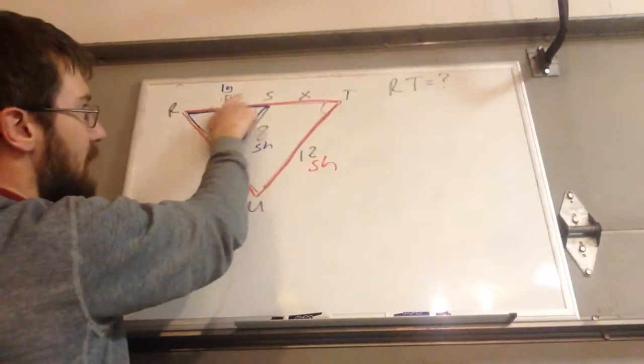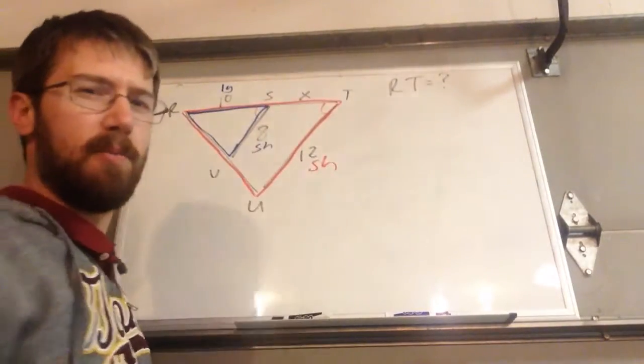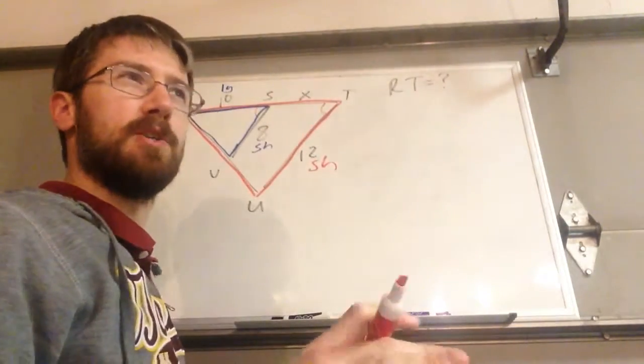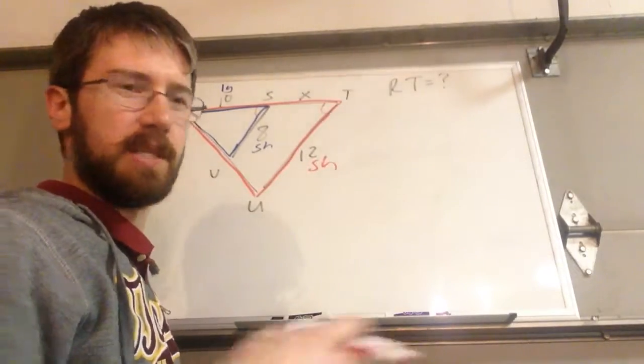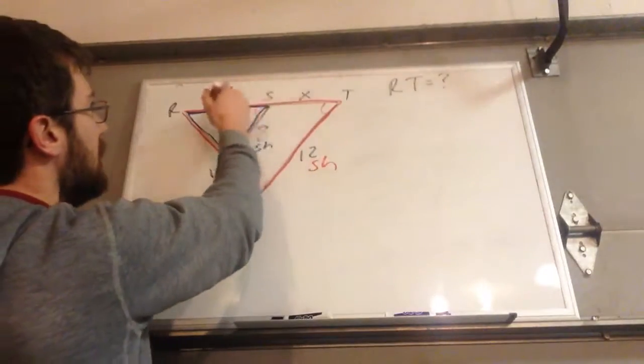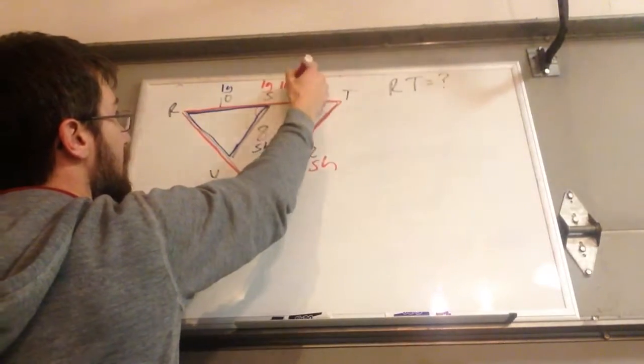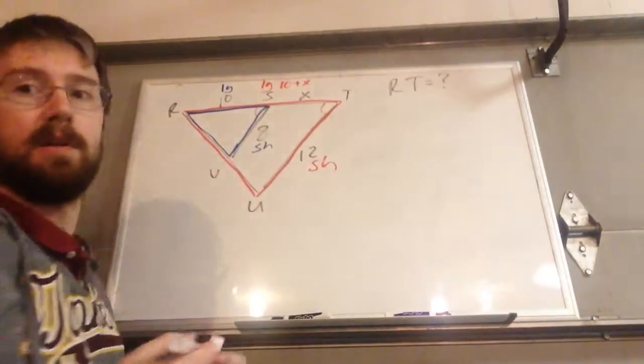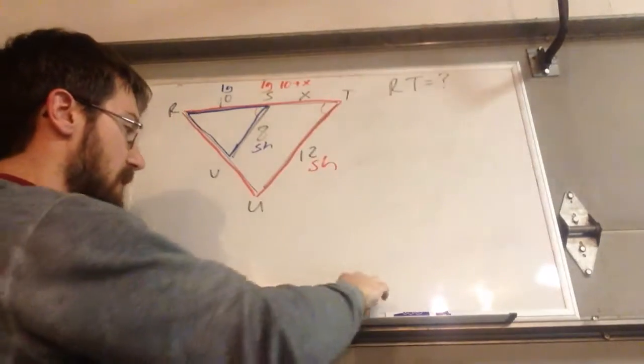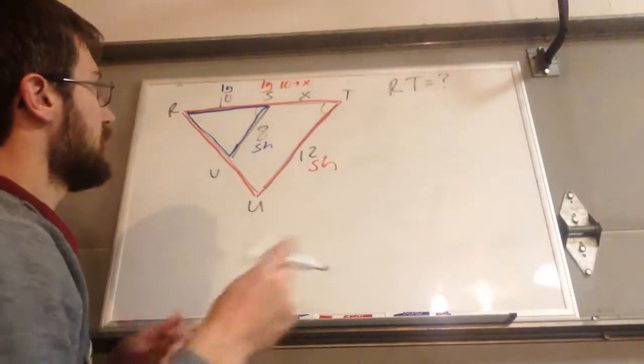It's actually 10 plus x, so this is kind of a throwback to about section 1.2 from the first semester when we were doing segment addition. So our long side for the red is 10 plus x. So now I've got enough info, I can start setting up my ratios.